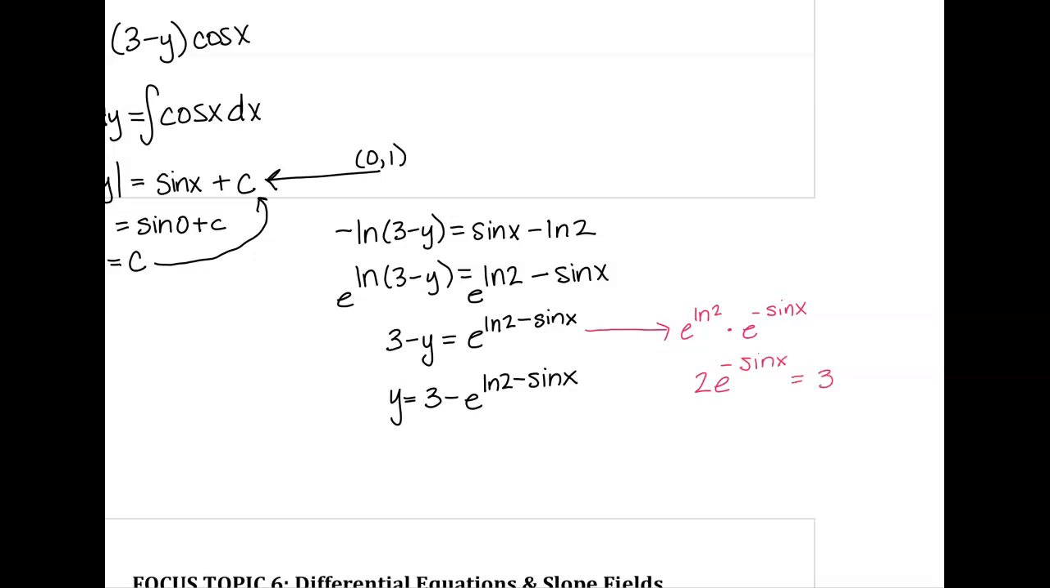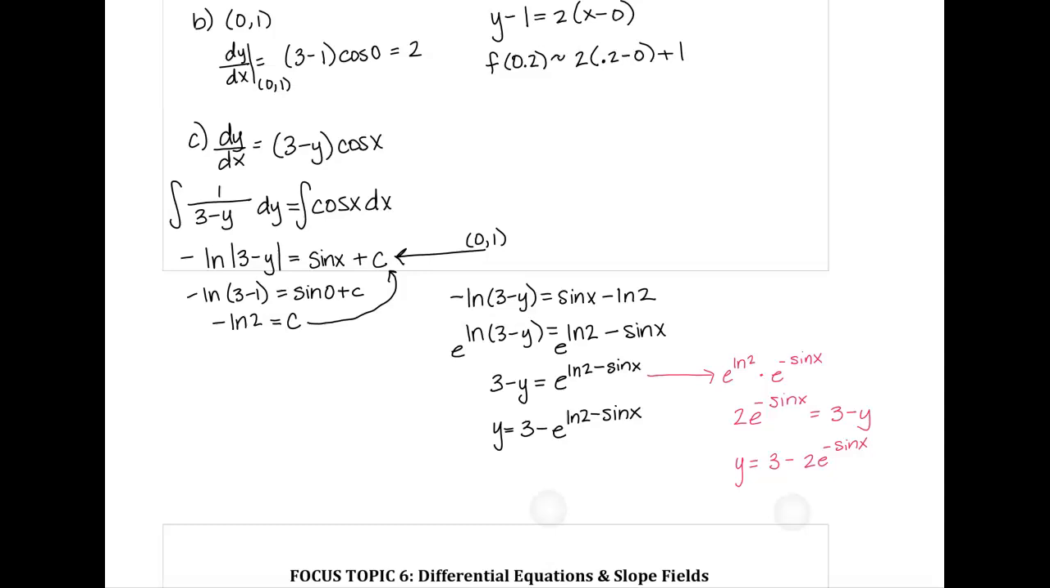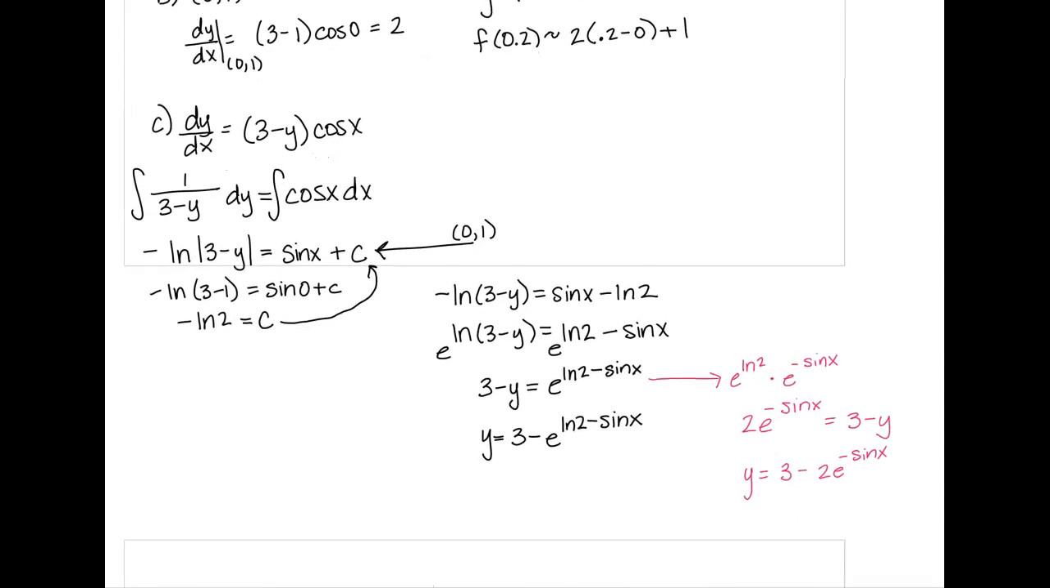And of course, I still have this as 3 minus y. So like I said, if you're feeling extra, you can simplify this as 3 minus 2e to the negative sine x. But I'm going to be real honest with you, there's no bonus points for doing it the way I did it in pink. Okay, you can do it either way, and it's 100% correct. 6 out of 6 points on part C. All right? So check and see how you did.